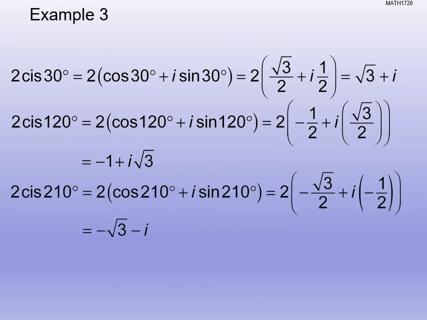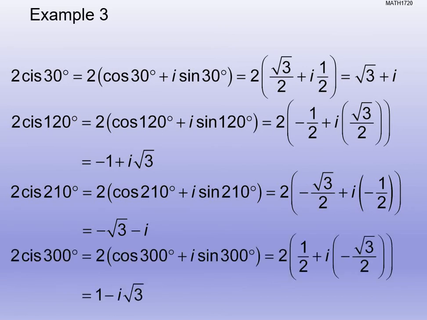So if we get 2 cis 30, it ends up being the square root of 3 plus i. For 2 cis 120, it ends up being negative 1 plus i root 3. For 2 cis 210, it ends up being negative square root of 3 minus i. And for 2 cis 300, it ends up being 1 minus i square root of 3. You guys should know by now how we calculate all those values, and where they come from.